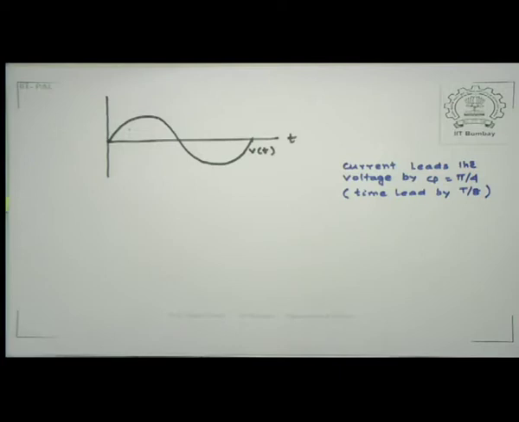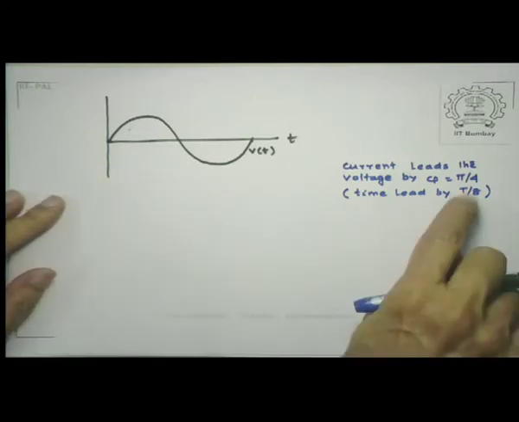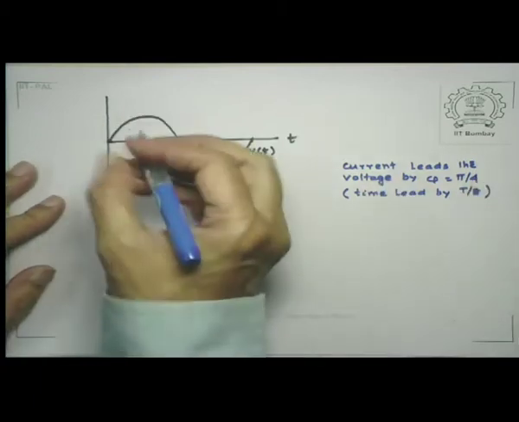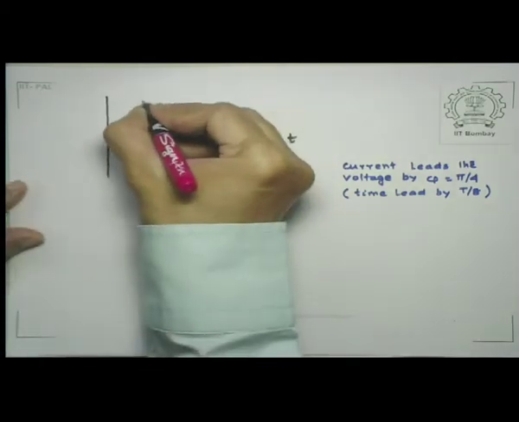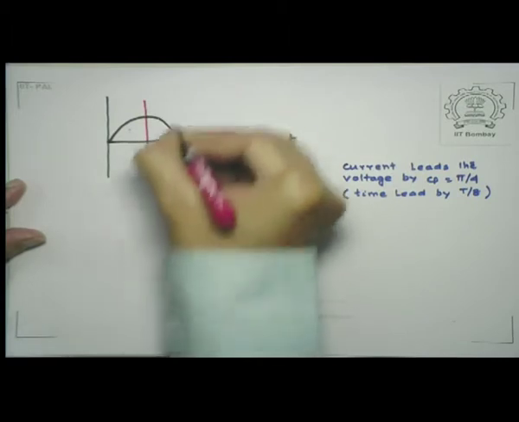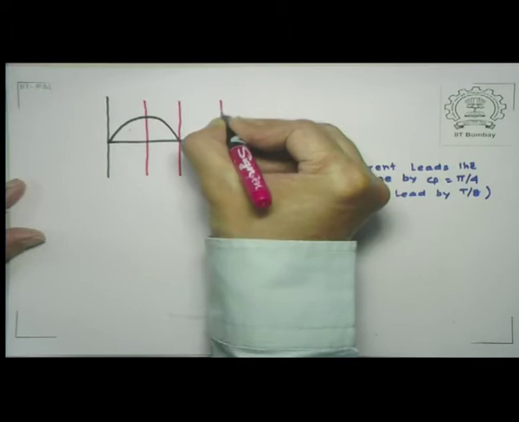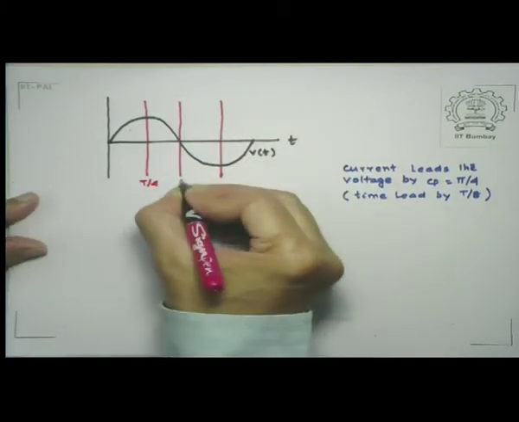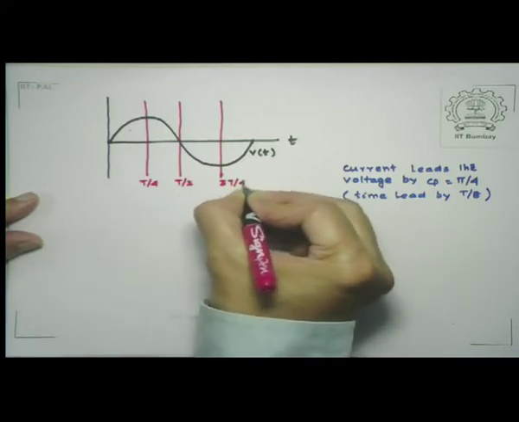Now remember, because the current leads the voltage, and not quite by pi by 2 but by pi by 4, what will happen here is the following. Let me first try to make the time scales here. So this is T by 4, this is T by 2, 3T by 4, and of course the last one is T.